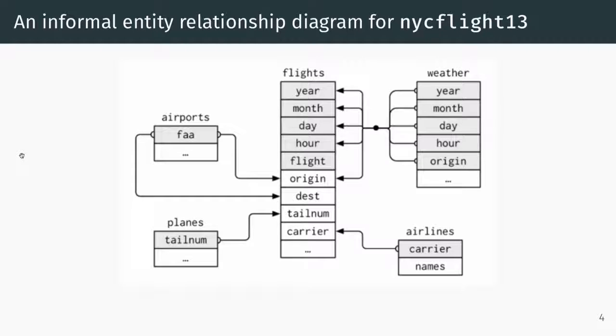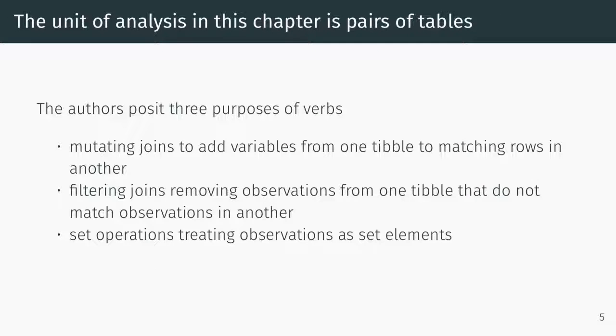Okay, so that's the NYC Flights 2013 data. And we're going to use that with some database operations. And the unit of analysis in this chapter is pairs of tables. So we're going to use pairs of tables or pairs of data frames, or pairs of tibbles, as the authors like to call them.